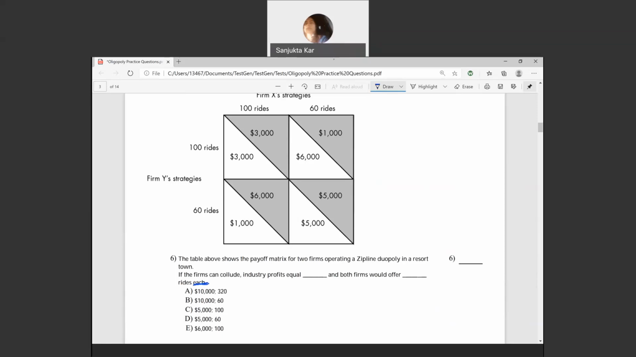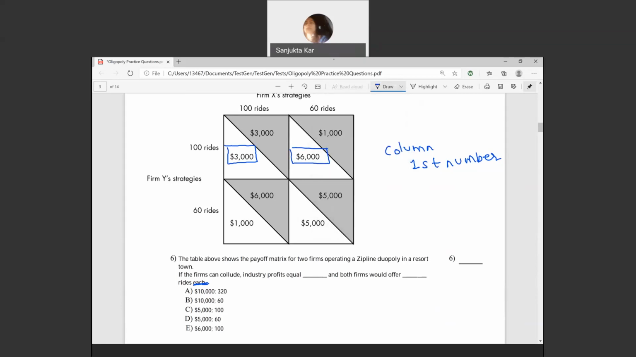So to find the Nash, you have to compare each column. Look at the first number in column 1 and column 2 and choose the highest of the numbers. Like column 1, I'm going to choose 3000 because 3000 is greater than 1000. Column 2, I'm going to choose 6000 because 6000 is greater than 5000.